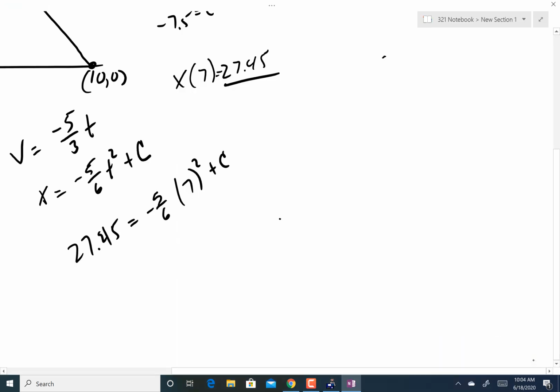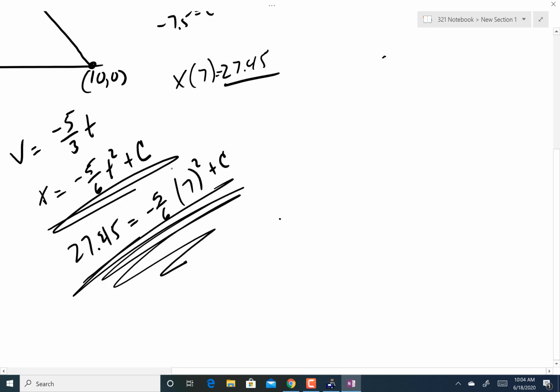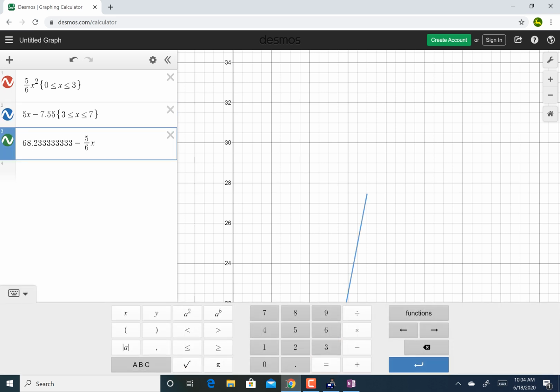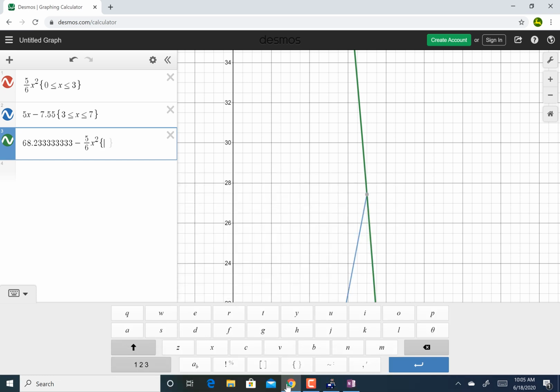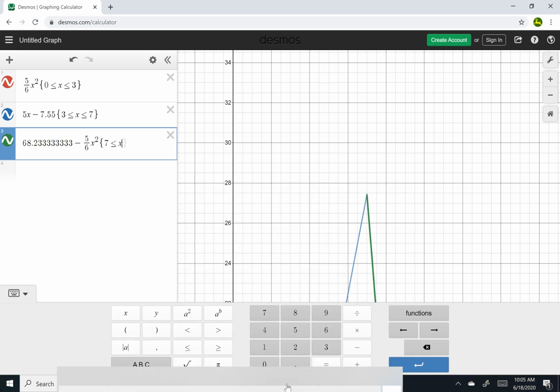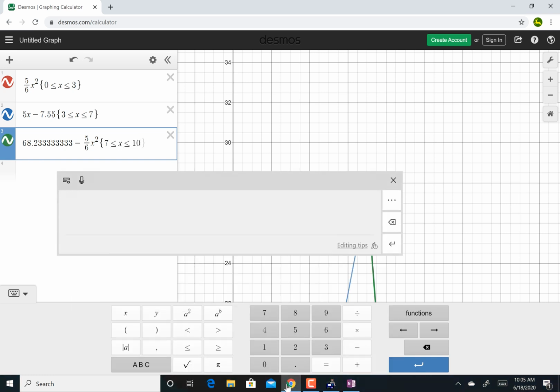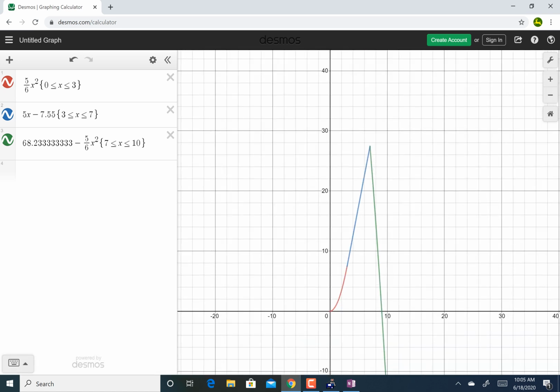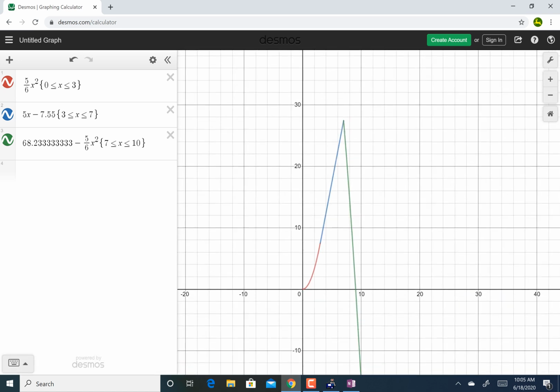Oh, what a dummy. Okay, friends, as you can see, this is not linear. If you notice when I typed it in, I forgot my x squared. What an idiot. Oh, I can do math. I was worried for a minute. Judas Priest. 7 less than x less than 10. Kaboom! And that, my friends, is my displacement equation.